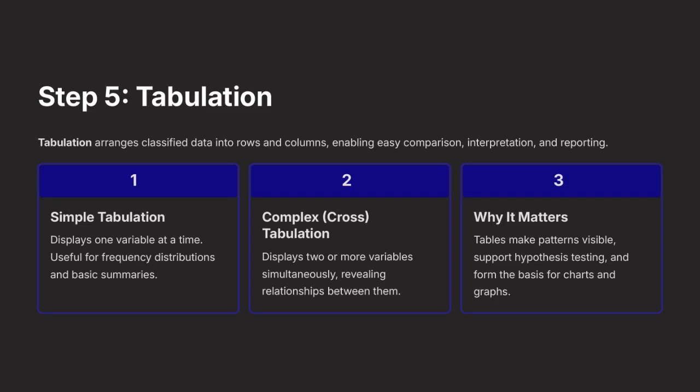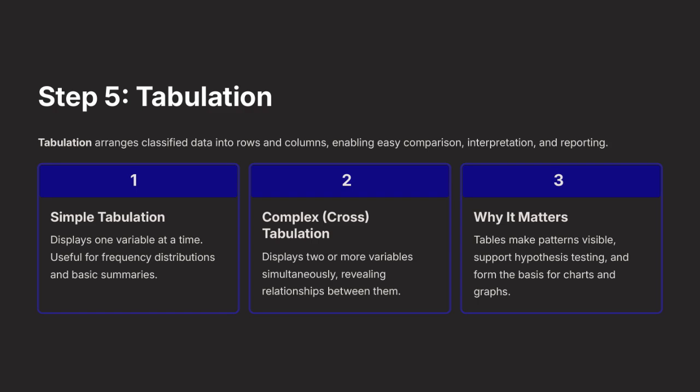Tables are powerful tools because they make patterns immediately visible, which helps us understand the data better. They also support hypothesis testing, allowing us to explore relationships and verify assumptions. Plus, they form the foundation for creating charts and graphs that can communicate insights more visually. Why does this matter? Well, tables can display two or more variables at the same time, revealing interesting connections between them that might not be obvious otherwise. This is especially useful when you're trying to understand complex relationships within your data.